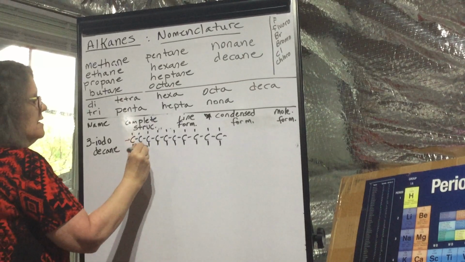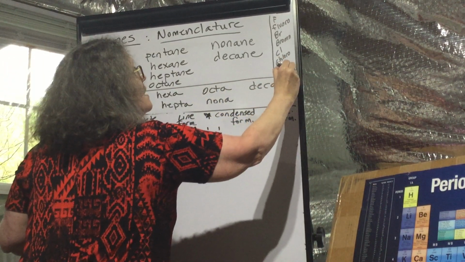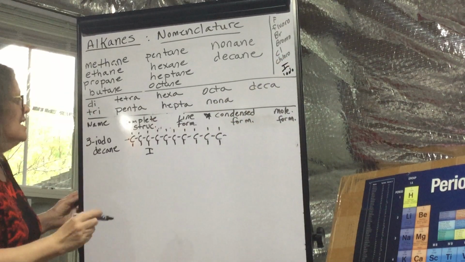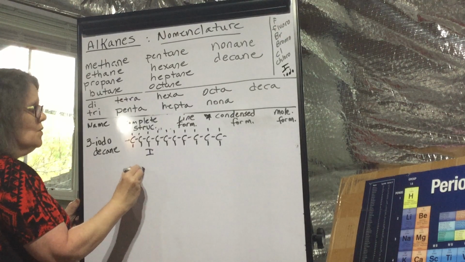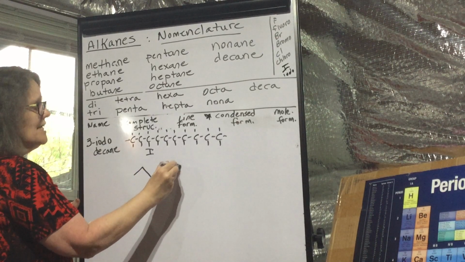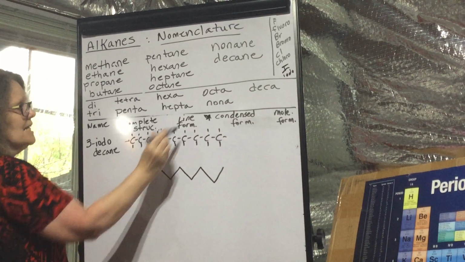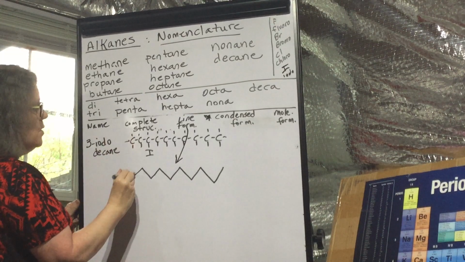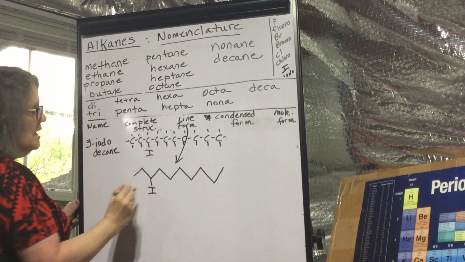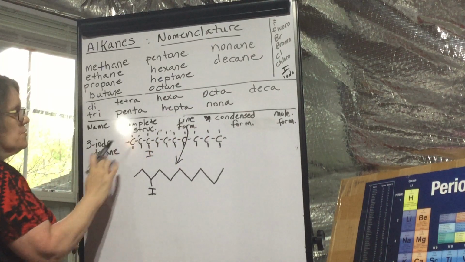On the 3 is iodo. Okay. Now, the line formula is going to be 10. 2, 3, 4, 5, 6, 7, 8, 9, 10. That's the line formula, and we need to have on the 3, 1, 2, 3, iodo, the iodine. This is the line formula for 3-iododecane.